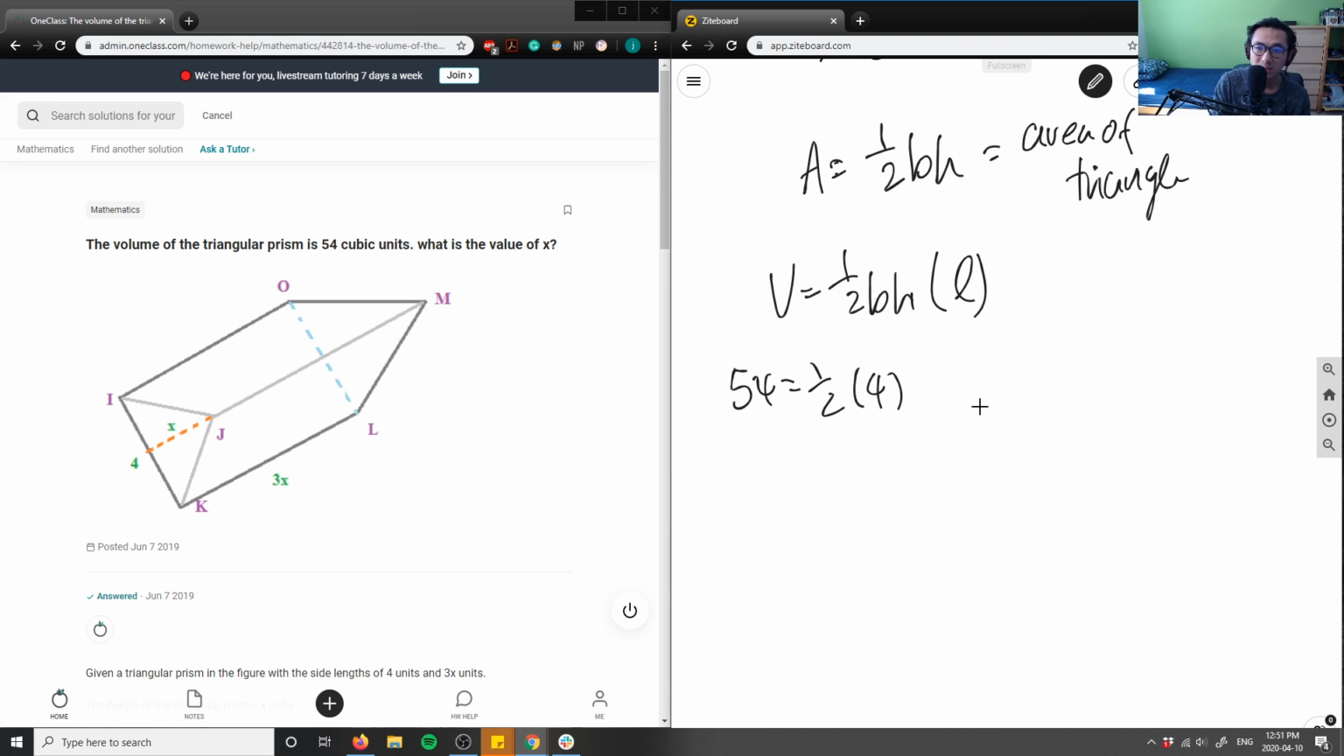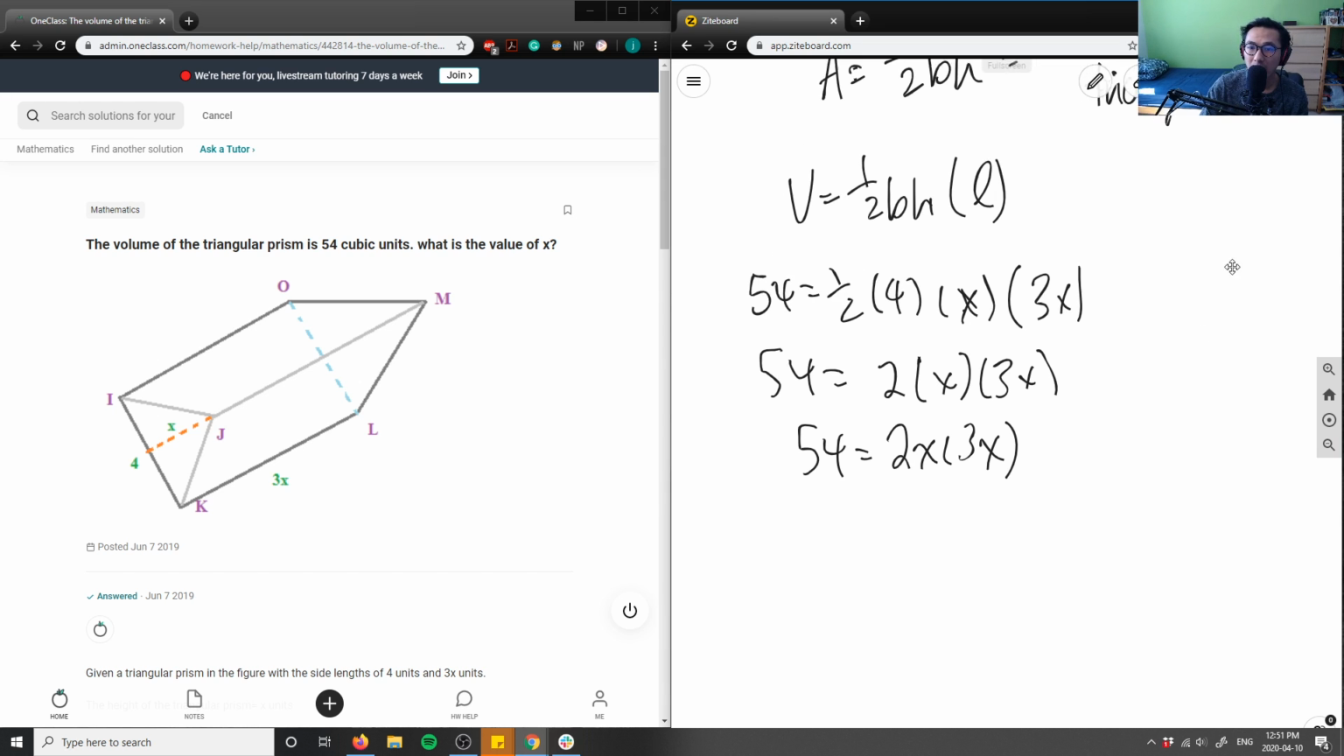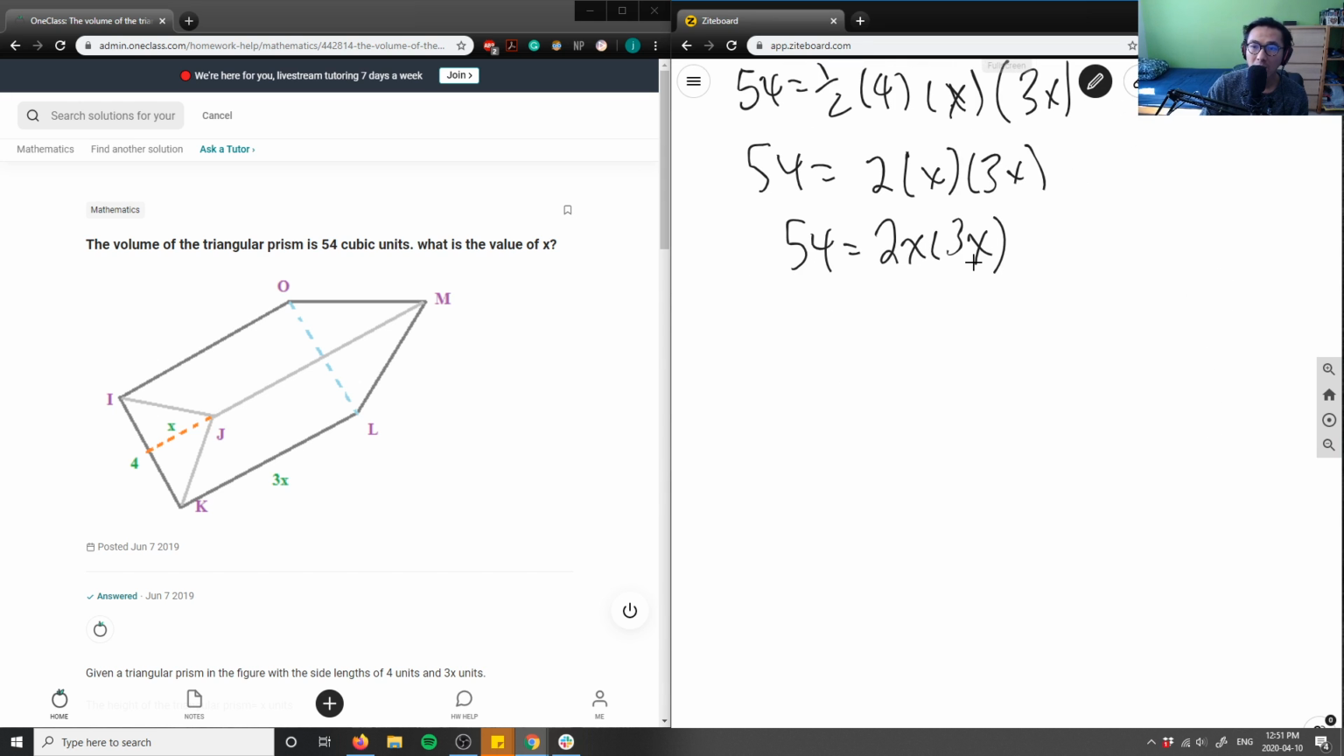I know it's x, and then my height here is KL, which is 3x. So I can solve for this. Half times 4 is just 4 divided by 2, which is 2, times x times 3x. I have 54 equals 2x times 3x. And then what I'm going to get is 2 times 3 is 6x squared, so 54 equals 6x squared.